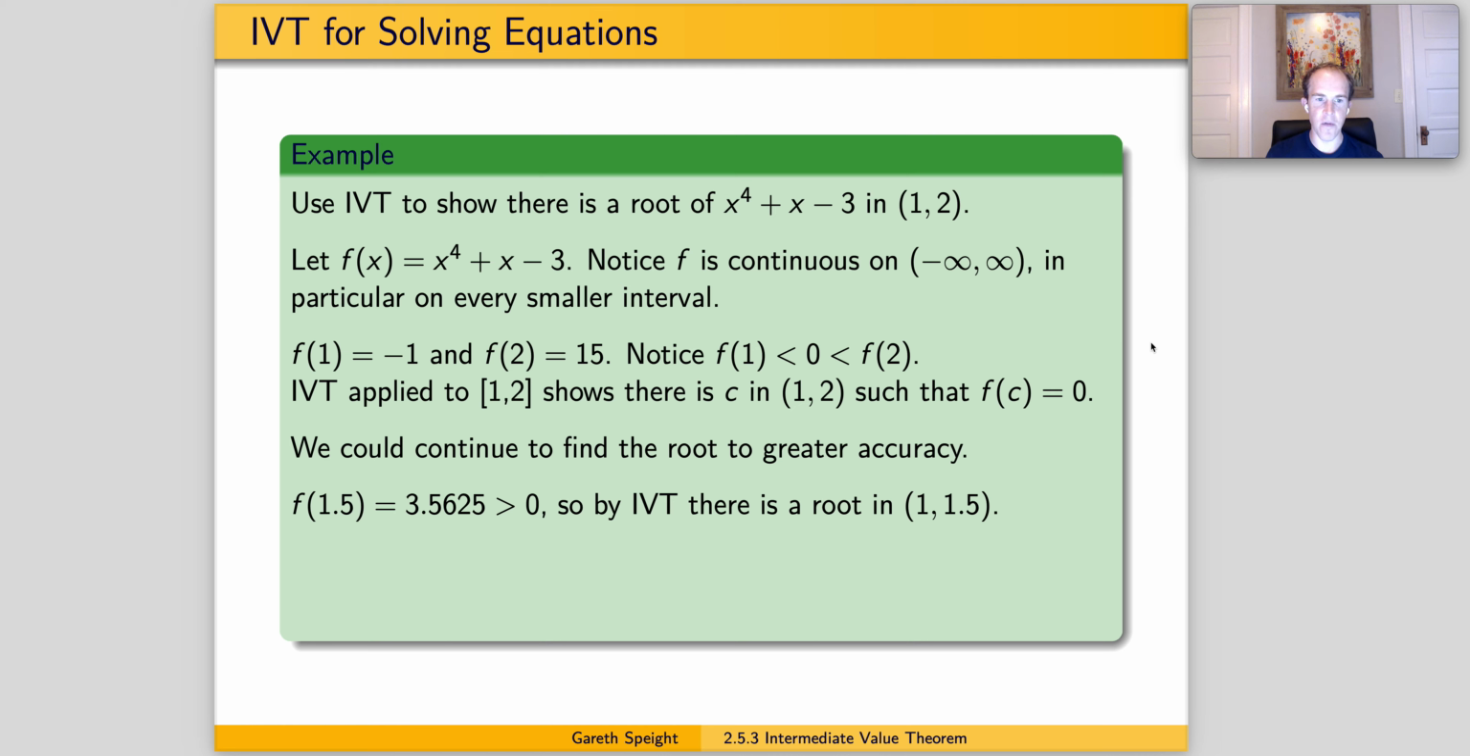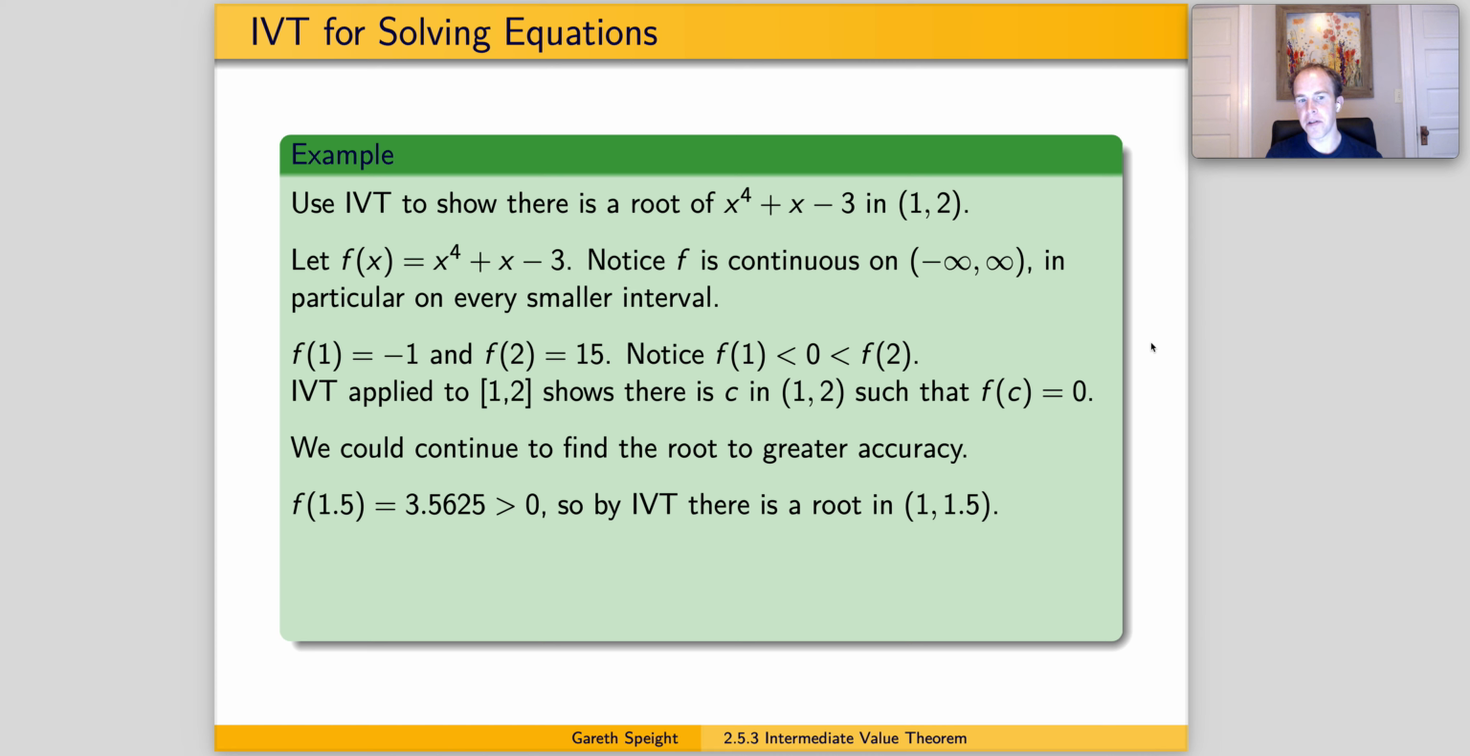So if I think of f of 1, that's minus 1. f of 1.5, that's 3.5625. f of 2 is 15. Okay, where could the function possibly cross the value 0? Well, that would be between minus 1 and 3.5625. So if we apply the intermediate value theorem to the interval 1 to 1.5, the values at the endpoints are different. f of 1 is negative 1, f of 1.5 is 3.5625.